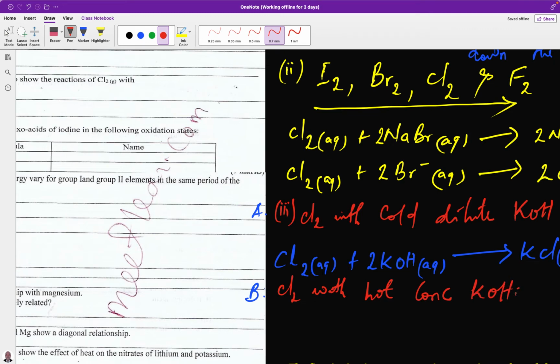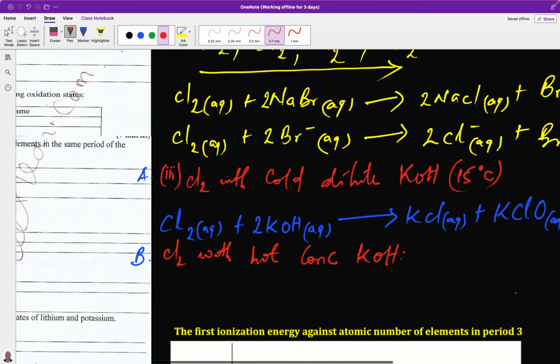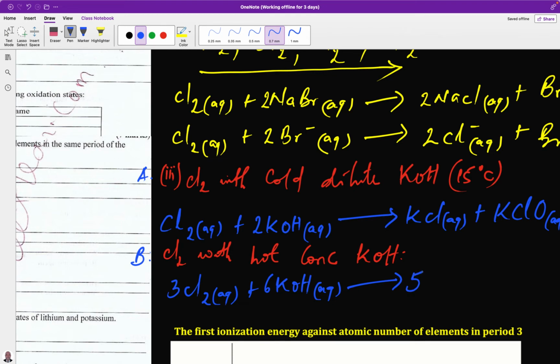Okay, with hot concentrated potassium hydroxide, there is a change in the reaction. We will have plus 6 to give, will be 5.